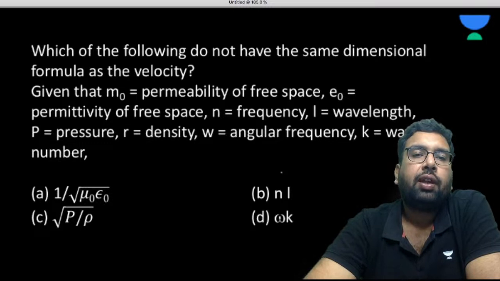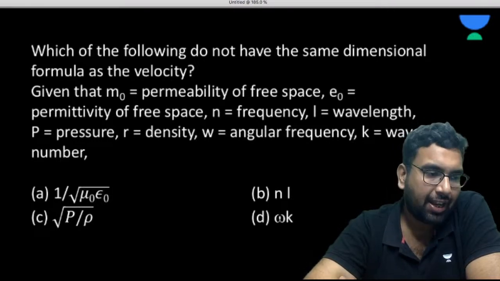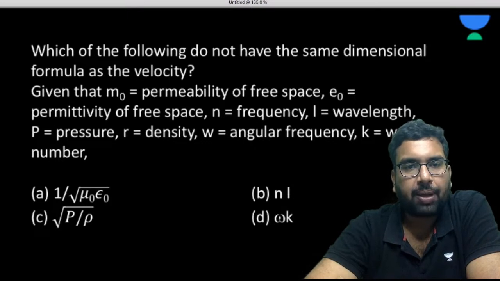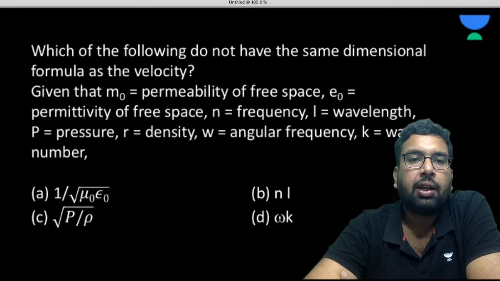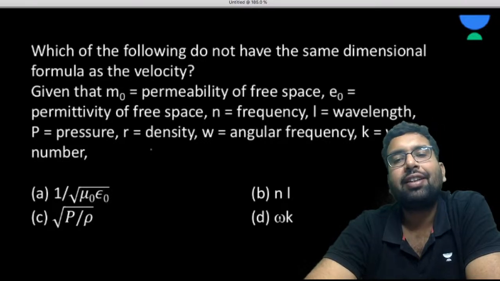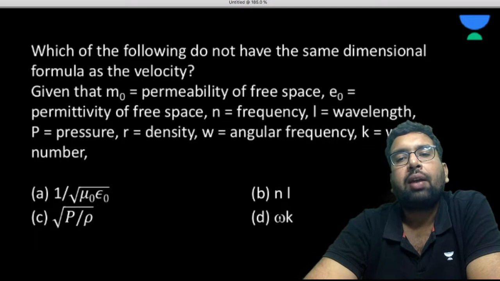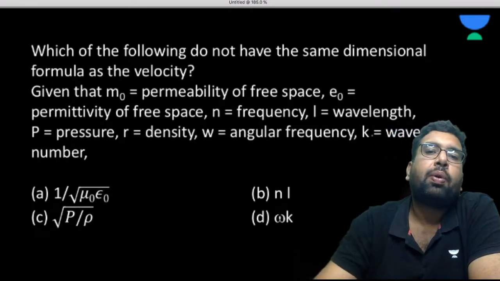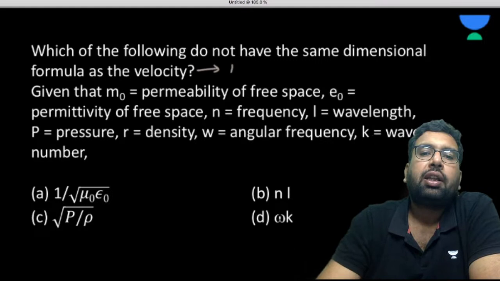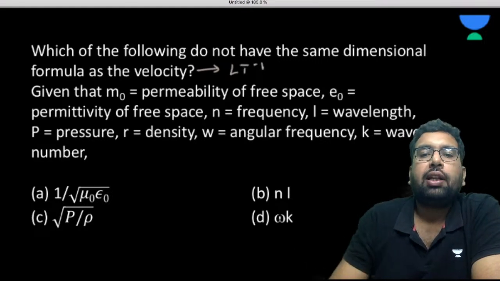Read the question carefully. Which of the following do not have the same dimensional formula as that of the velocity? Okay, so we have some parameters given: mu naught is permeability, epsilon naught is permittivity, n is the frequency, lambda is the wavelength, P is the pressure, rho is the density, omega is angular frequency, k is the wave number. So what is the dimension of velocity? It is LT minus 1. Now clearly this is your answer.